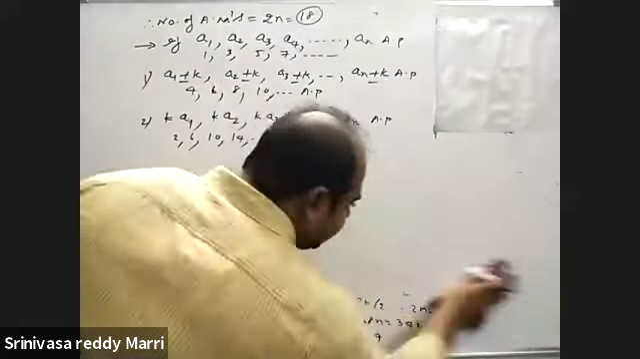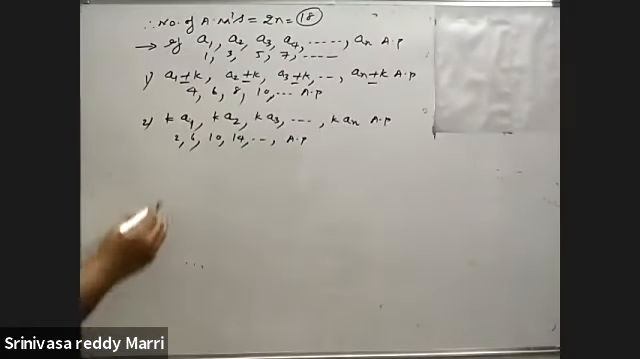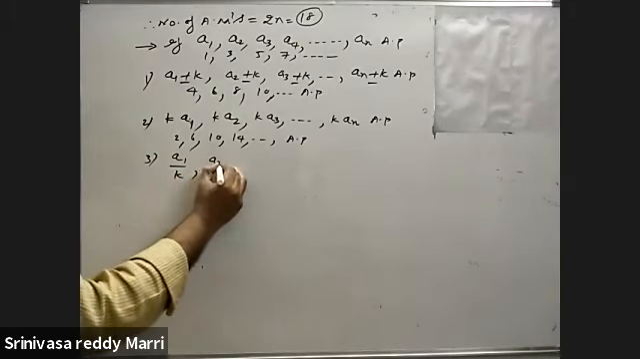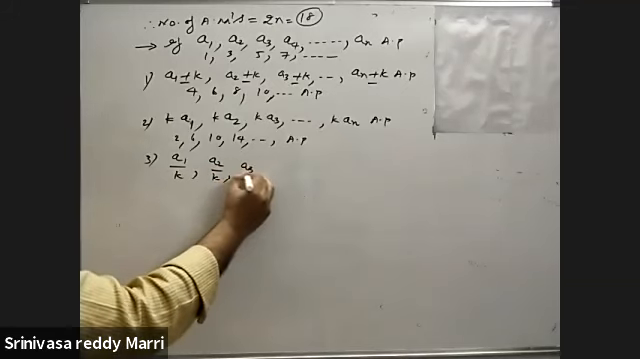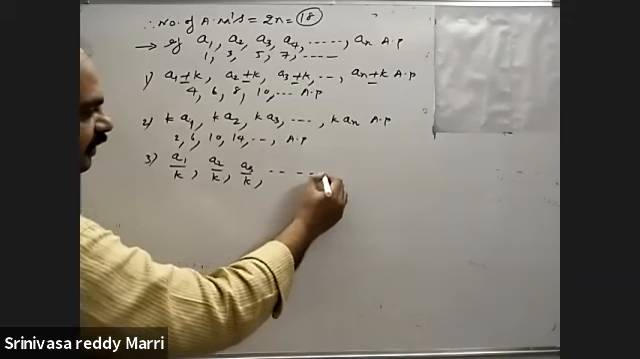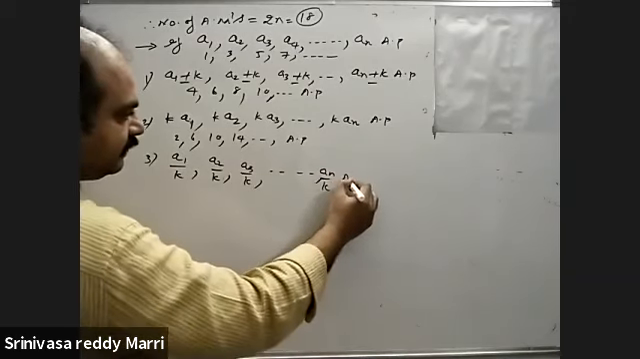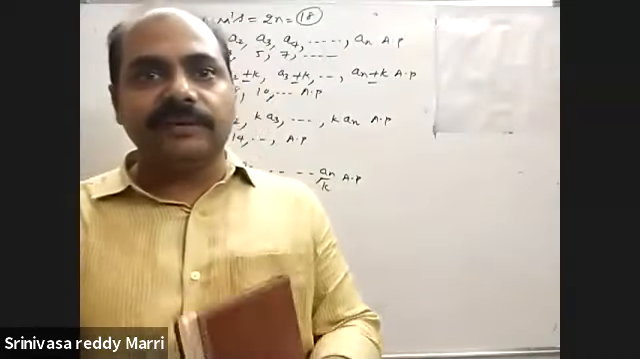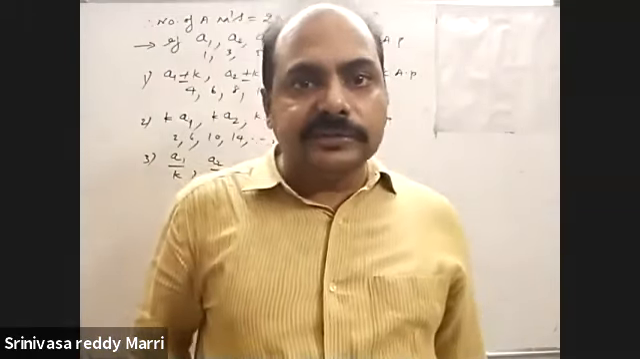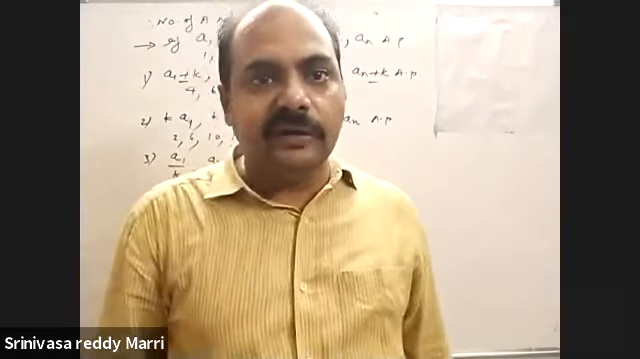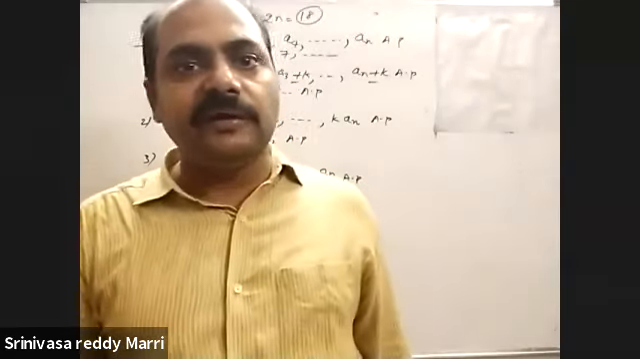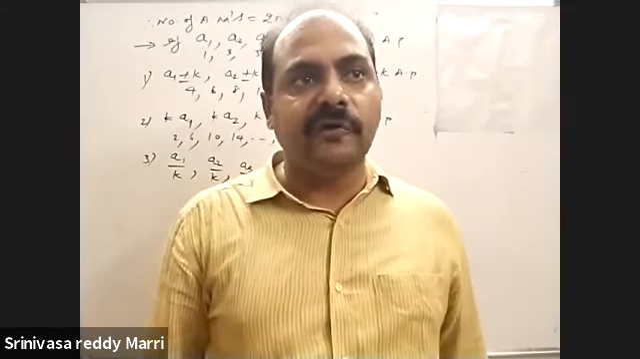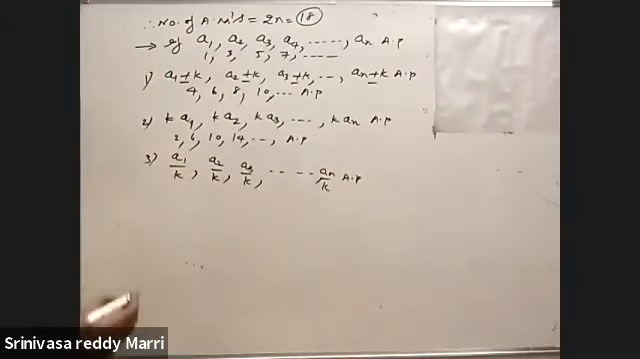Suppose if I am dividing by a constant, then they will also form an AP. That means A1 divided by K, A2 divided by K, A3 divided by K, and so on, will also form an AP. So finally, the property is: if a set of numbers are in AP, and we add a constant to all the numbers, remove a constant from all the numbers, multiply by a constant, or divide by a constant, then the resulting numbers will also form an AP. This is an important property in AP. Look at one problem.